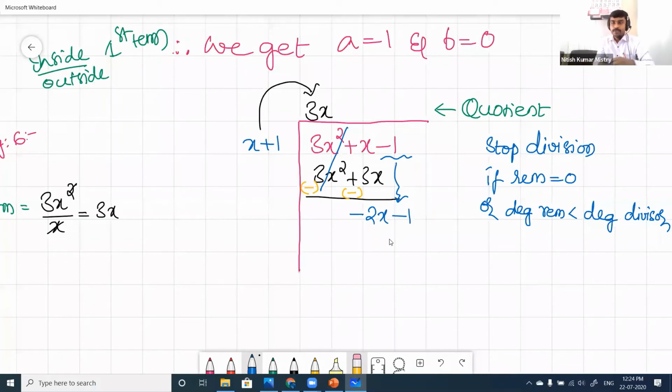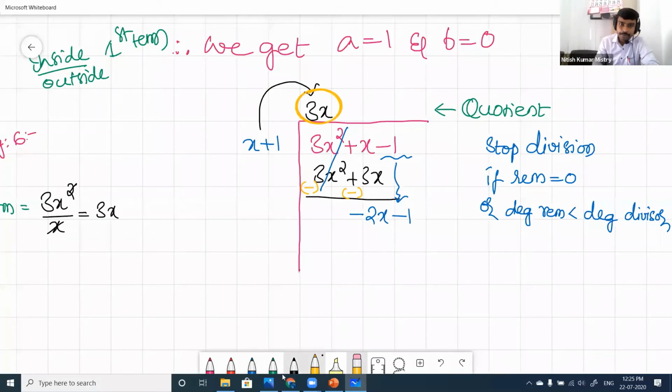So if you want to continue, the first thing you have to do is circle the first term. Why? To not get confused. Just circle with pencil, because the work of 3x is over. Now 3x is on hold. So to not get confused, we are circling.